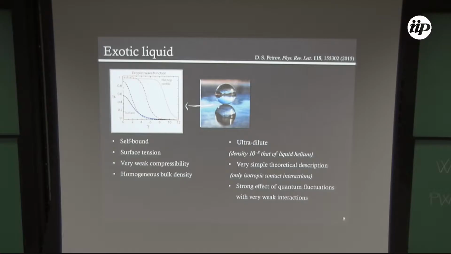For the experimental parameters that we use in our lab, this is a really ultra-dilute liquid that, in fact, is like 8 orders of magnitude more dilute than any other liquid in nature. And the advantage is that it has a very simple theoretical description because it's made only of isotropic contact interactions, or the scattering length a. And something that is really nice about these droplets, if they exist, is that their appearance is just due to the strong effect of quantum fluctuations. And this is what I will show.